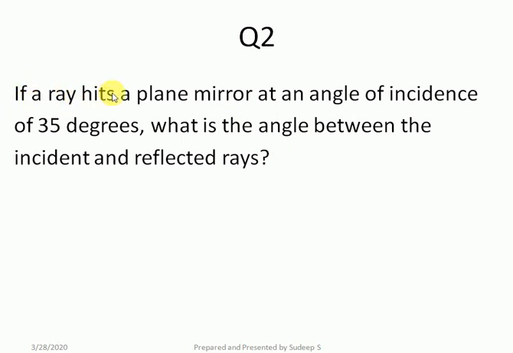If a ray hits a plane mirror at an angle of incidence of 35 degrees, what is the angle between the incident and the reflected rays? So the keyword in this question is angle of incidence.